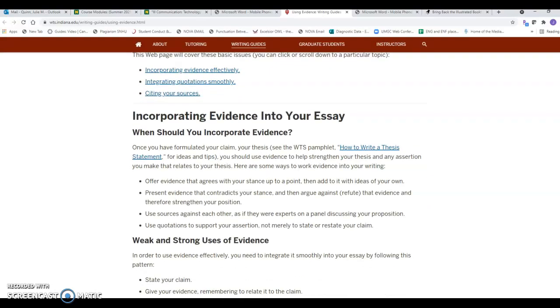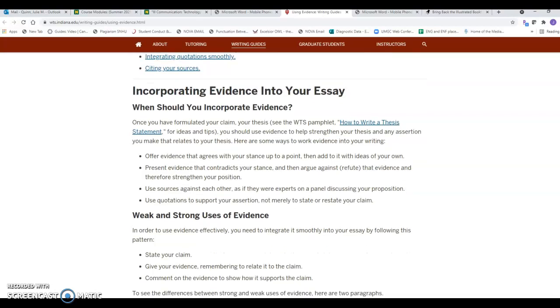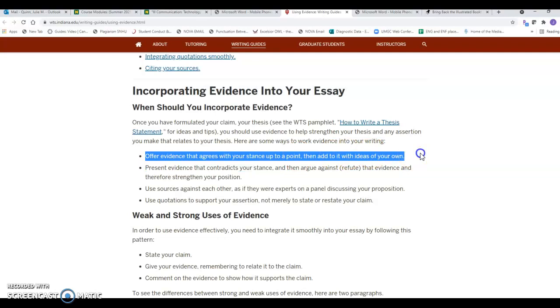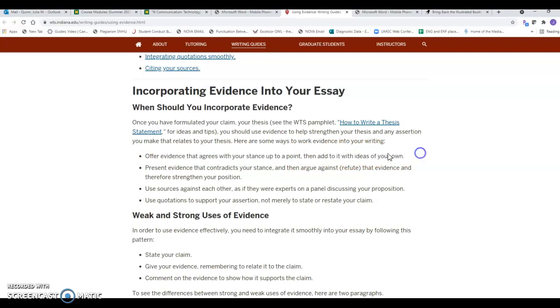So as you scroll down in the reading, it says incorporating evidence. There are different ways to do that. Obviously, we offer evidence that agrees with our stance up to a point, and then we move to analysis. If you think about it this way, we do what's called writing around the evidence, and I'll show you an example of that in a moment.